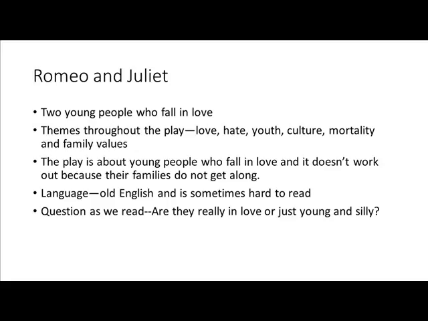Back to Romeo and Juliet. The tragedy of Romeo and Juliet is about two young people who fall in love. The themes, obviously, throughout the play include love, hate, anger, culture, mortality, and clashing family values. The play is about these young people who fall in love, but it doesn't work out because their families don't get along.